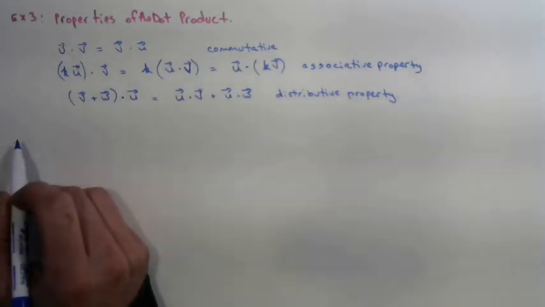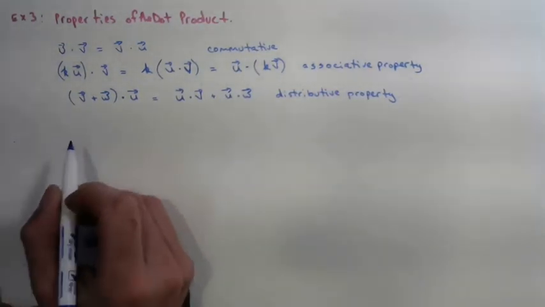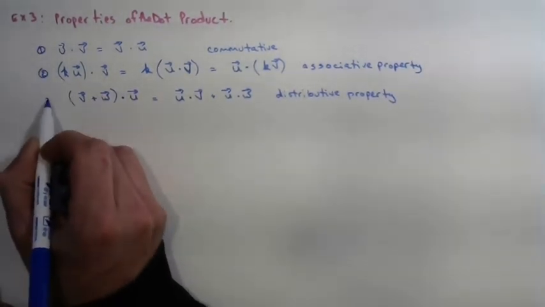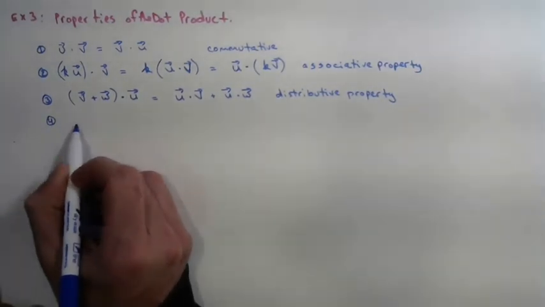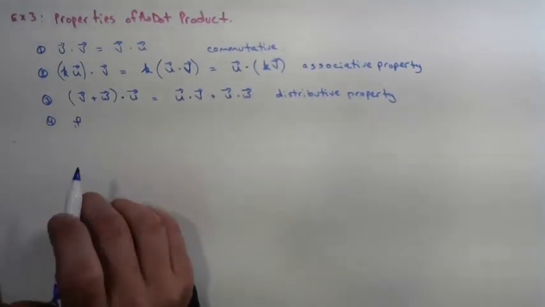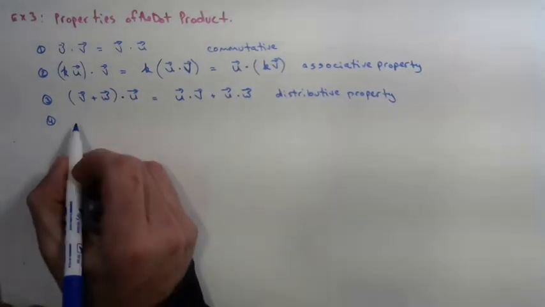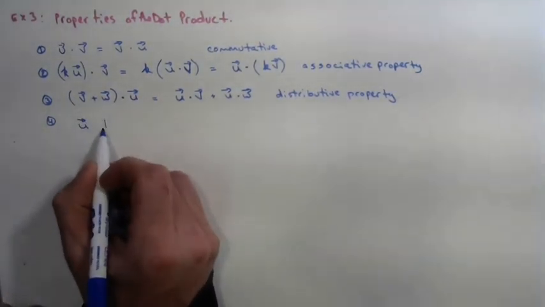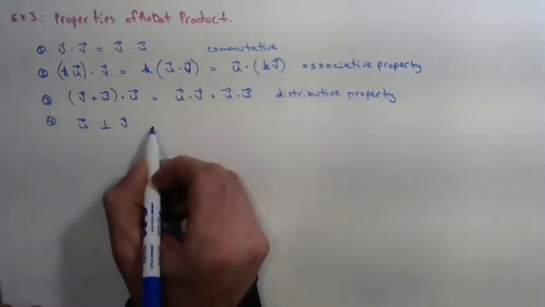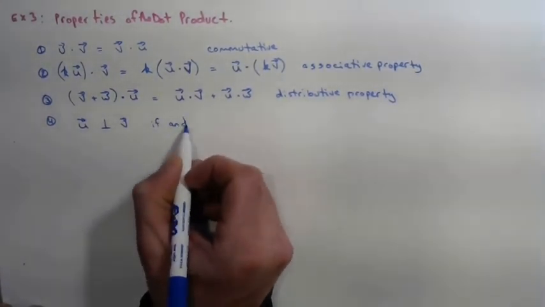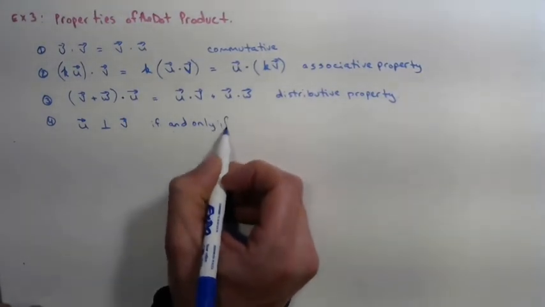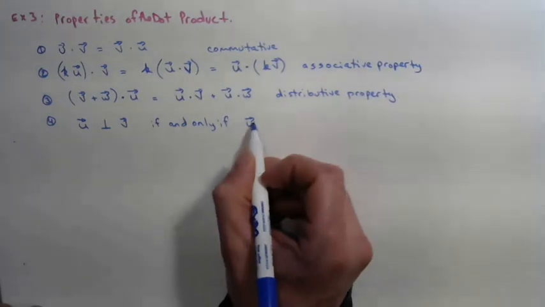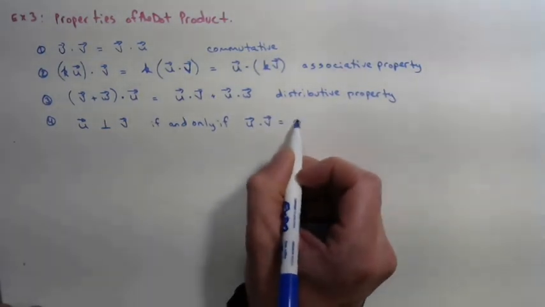The only other one that you are going to want to know is the if and only if term, and perpendicular vectors. So I'm going to just write it. We've got 1, 2, 3, the fourth thing to think about. I'm just going to use symbols. u is perpendicular to v if and only if, and I'll explain that statement in a second, u dot v equals 0.